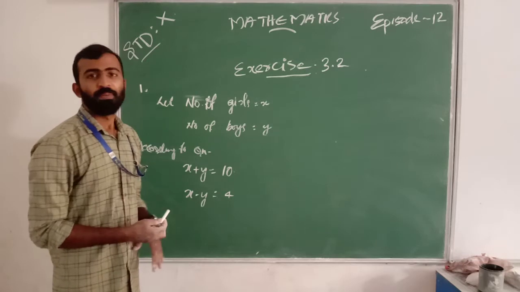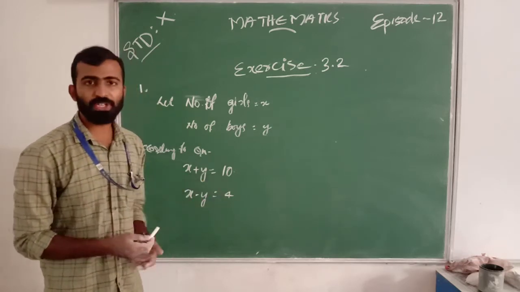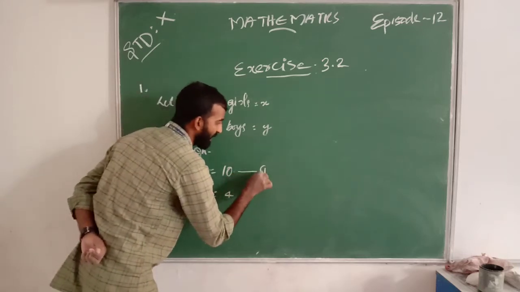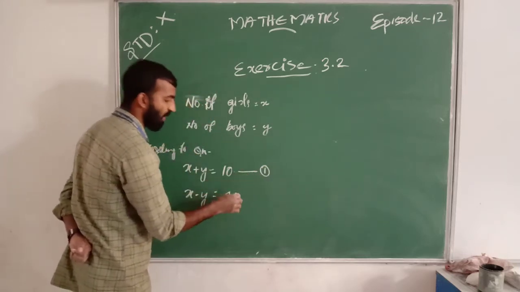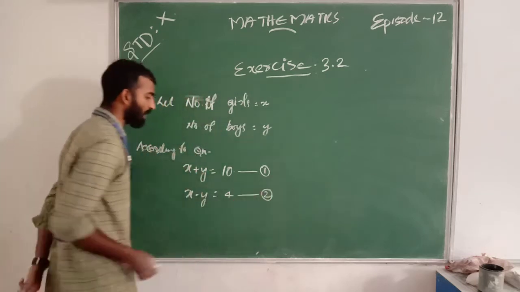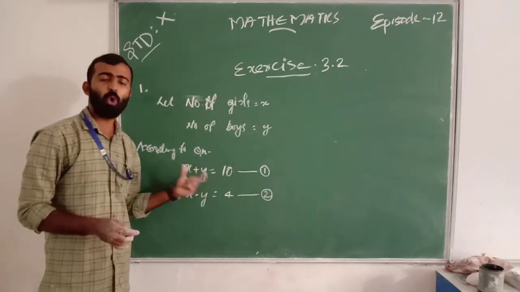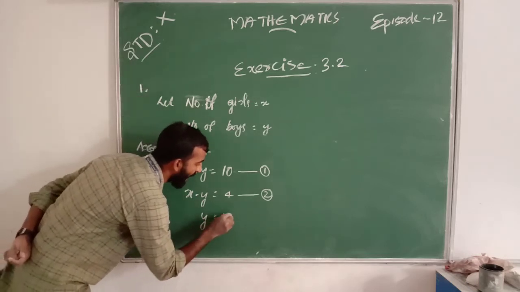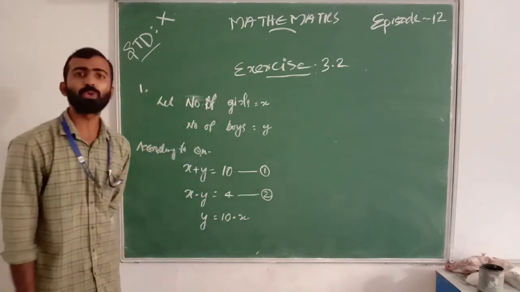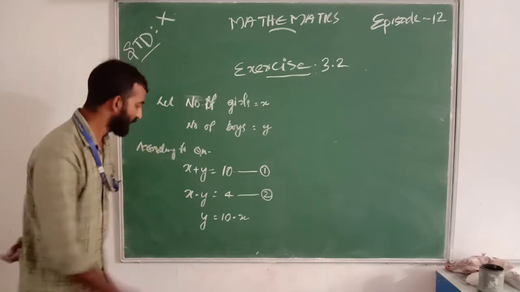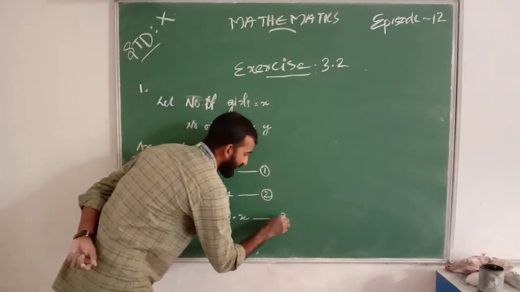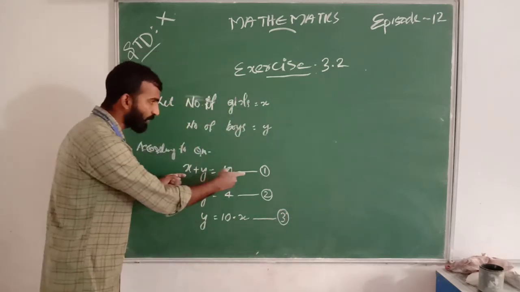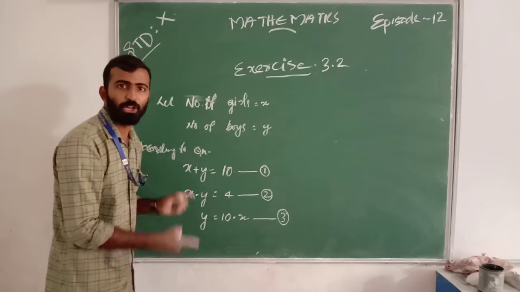Okay. Then we can rearrange these equations, denoted as equation 1 and equation 2. You can take x or y. Here I take y, so y equals 10 minus x. This is represented as equation number 3.